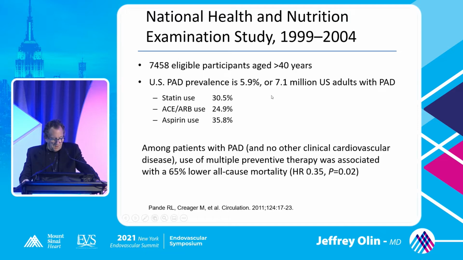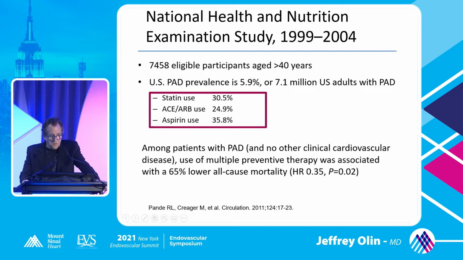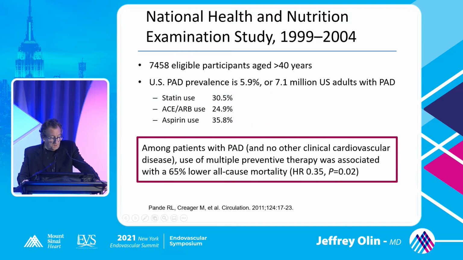Of these, statin use was only given to 30%. Any statin use, ACE and ARB, 24%, and aspirin use, 35%. In those patients who received these three drugs, their relative risk reduction was 65% lower than patients who did not receive guideline-directed medical therapy.